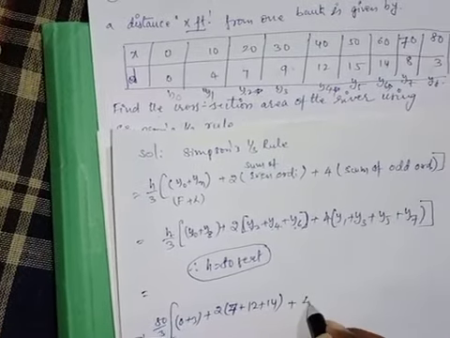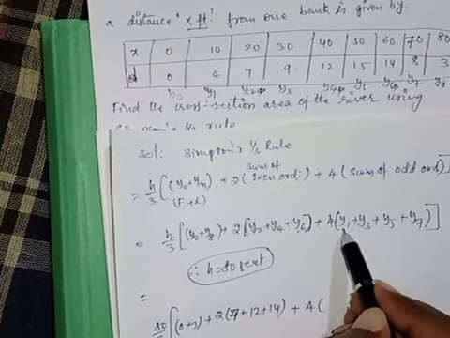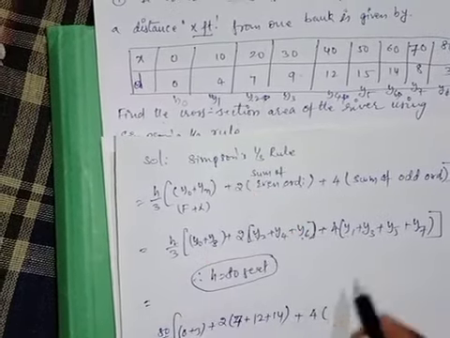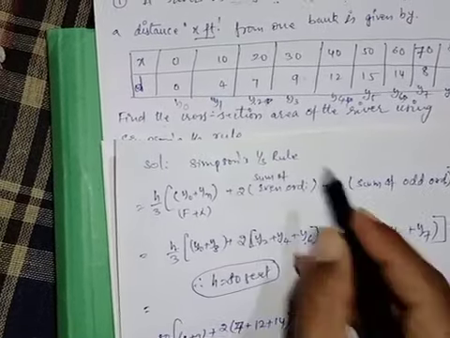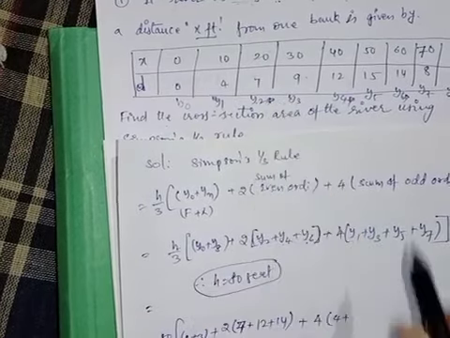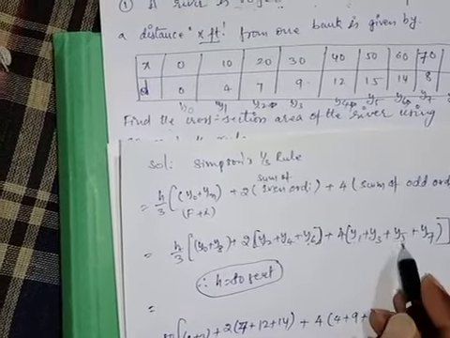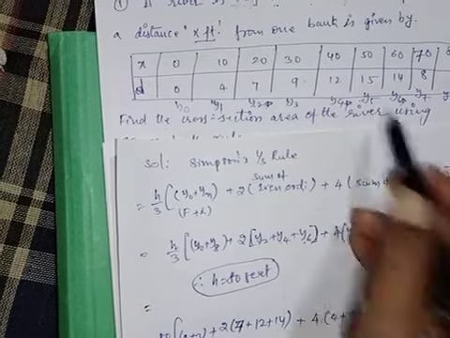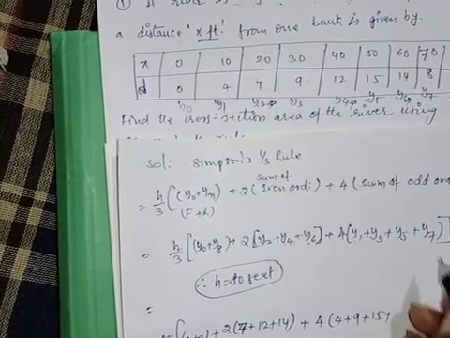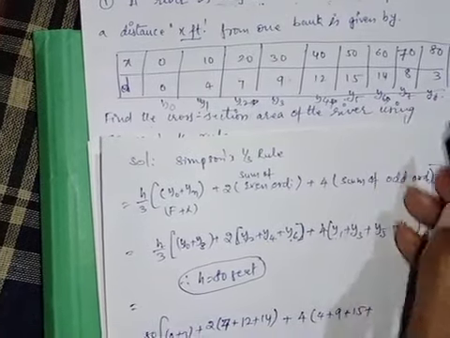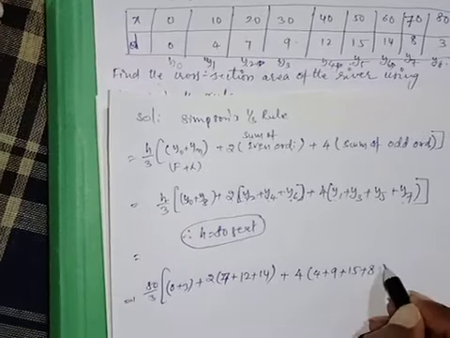plus 4 into odd ordinates, y1. y1 value is 4 plus y3. y3 value is 9 plus y5. y5 value is 15 plus y7. y7 value is 8.